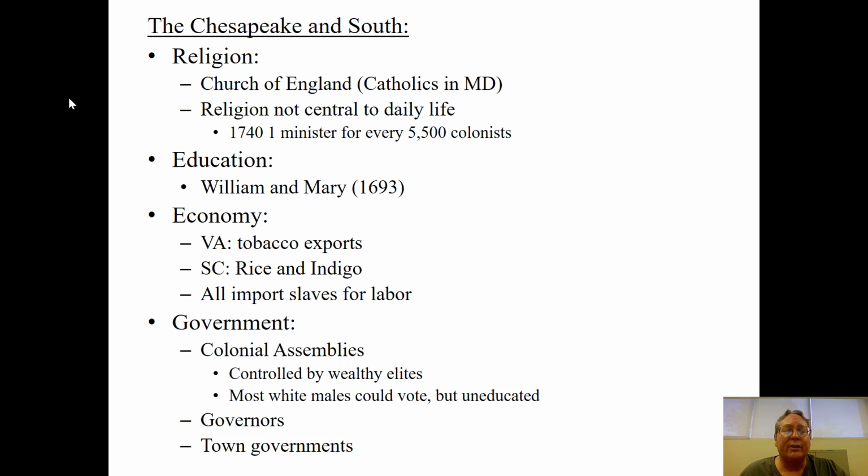Another thing that we see is the reliance on cash crops. The idea that you need to grow tobacco, rice, or indigo as a way to make money. You're not going to just grow food to feed yourself or feed other people. You want to grow a commodity that people want to pay for. That's how you're going to get rich. And of course, that means you need a lot of land and you need a lot of labor.